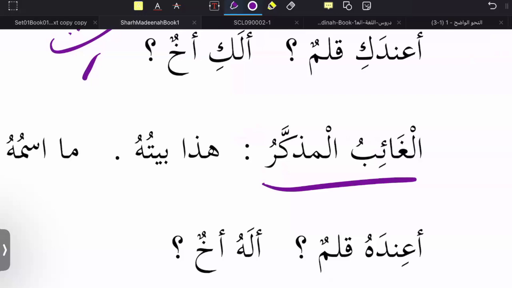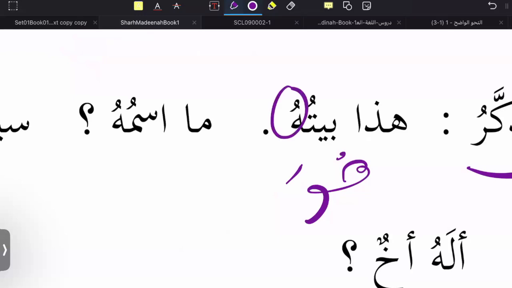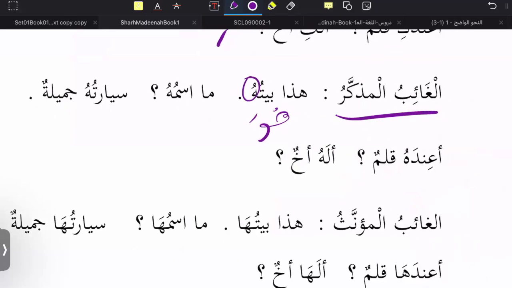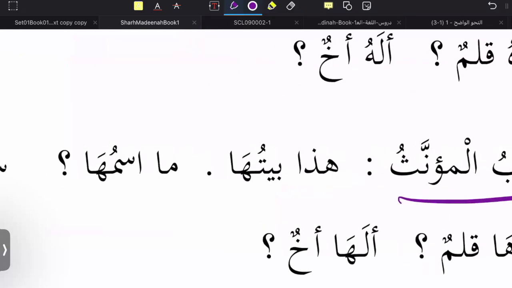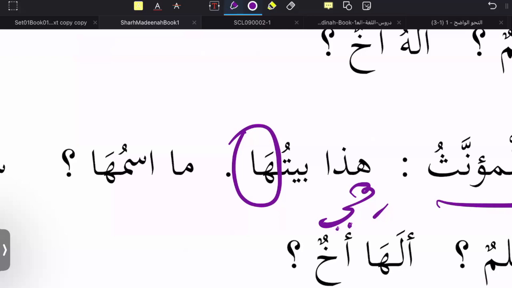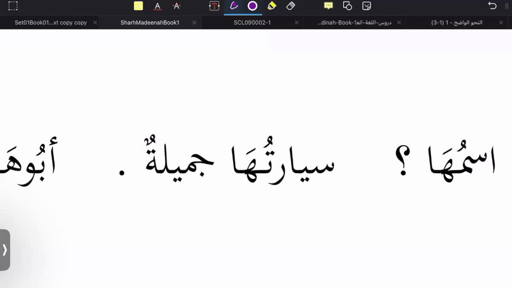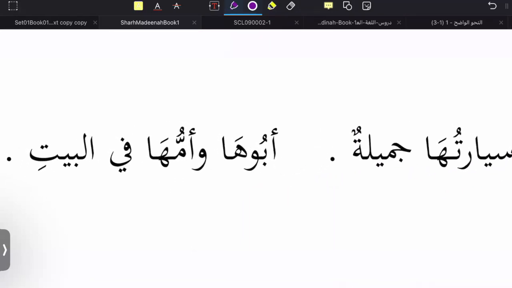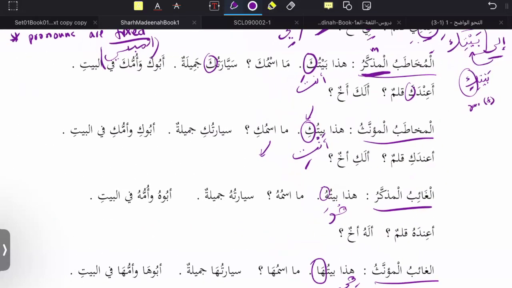Then we have al-ghaib al-mudhakkar. So third person masculine, we have huwa. And the pronoun that we use is hu, the attached pronoun. So baituhu, ismuhu, sayyaratuhu, all of those things. Indahu. And ghaib al-mu'annath, third person feminine, we say hiya. And the pronoun that we use is ha with alif. So we say baituha, her house. Ismuha, masmuha, what is her name? Sayyaratuha jamila, her car is beautiful. Abuha, her father. Ummuha, her mother. Fil baiti. Naam. So make sure you know these five pronouns.